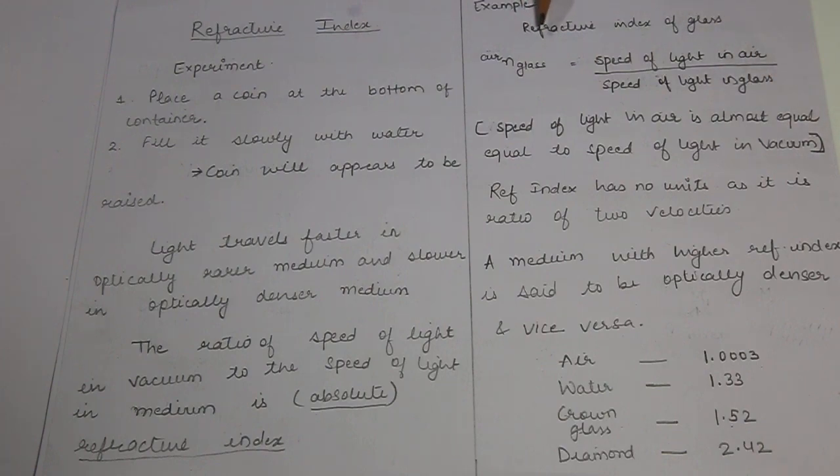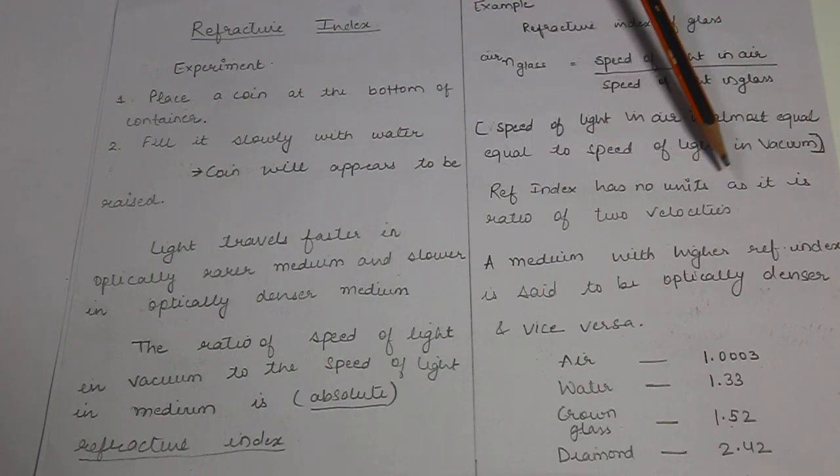We can study this with the help of an example. You have to find it out yourself. What will be the refractive index of glass here? The formula will be speed of light in air by speed of light in glass. So can you please tell me what is the speed of light in air? It is 3 into 10 raised to 8 meter per second. And the speed of light in glass is 2 into 10 raised to 8 meter per second.